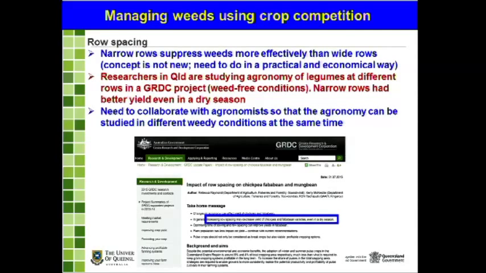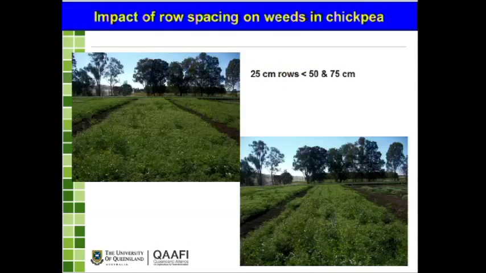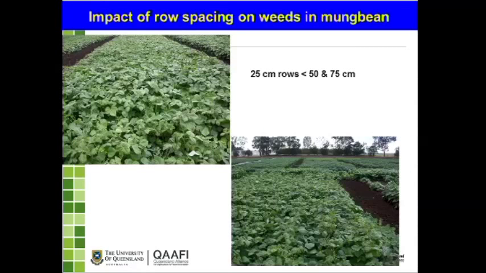So I think what I'm saying is that rather than doing something separately, there is a need to collaborate with these guys and do this agronomy at the same time. Recently we started some work at UQ, at the Gatton campus, and we found that in chickpea, for example, 25 centimeter rows suppress weeds more effectively than 50 and 75 centimeter. Similarly, in mung bean, similar results were found. So I think this narrow row spacing is very important.